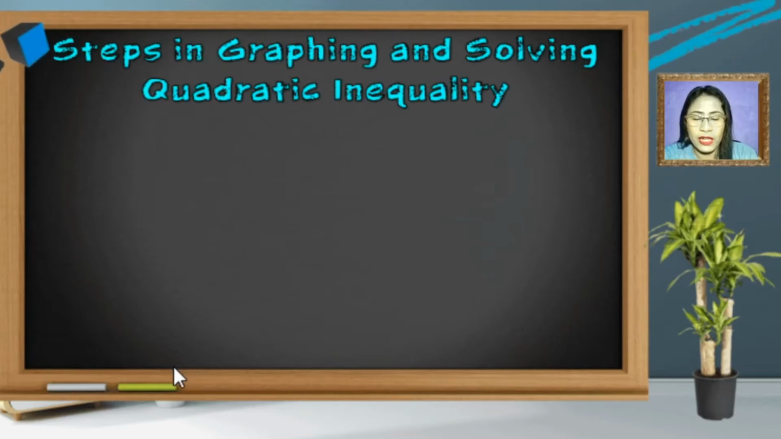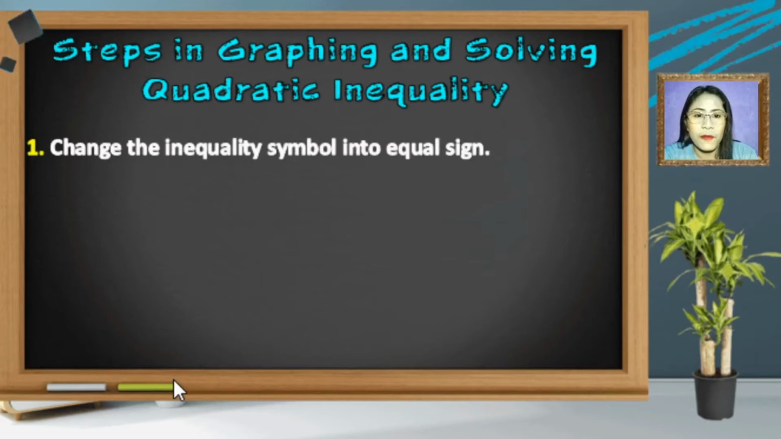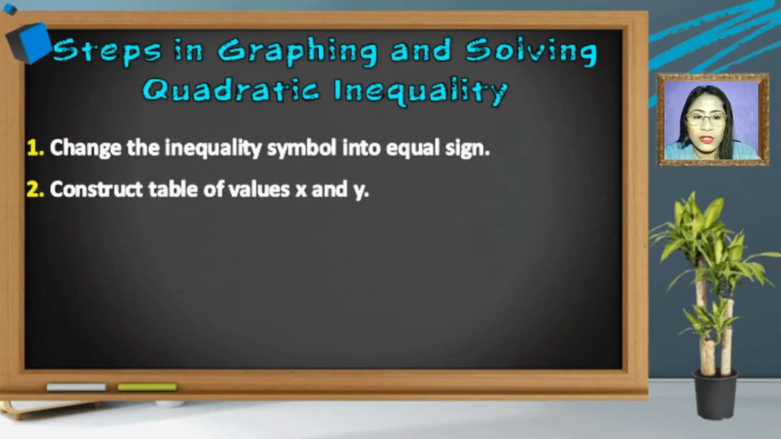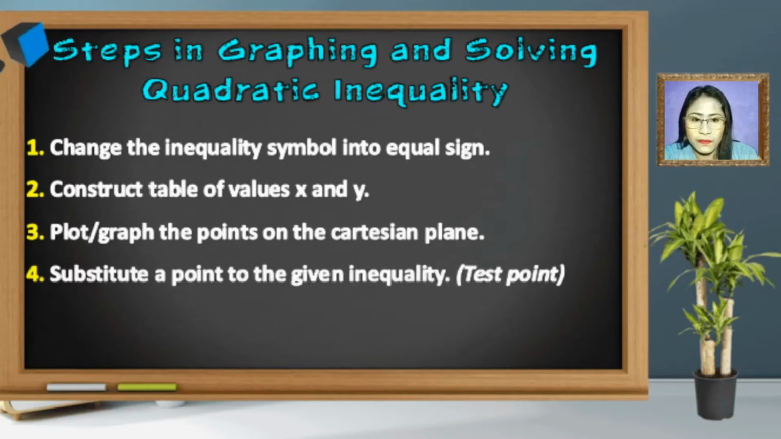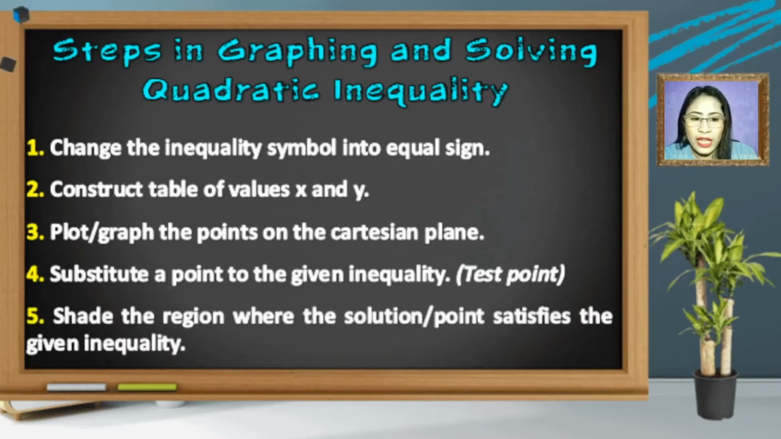Steps in graphing and solving quadratic inequality. So these are the steps. We have to change the inequality symbol into equal sign. So magkakaroon tayo ng equation. And then construct table of values x and y. Plot or graph the points on the Cartesian plane. Substitute a point to the given inequality o kailangan natin magkaroon ng test point. And sa atin, ang gagamitin natin laging test point ay 0, 0. And shade the region where the solution or point satisfy the given inequality.